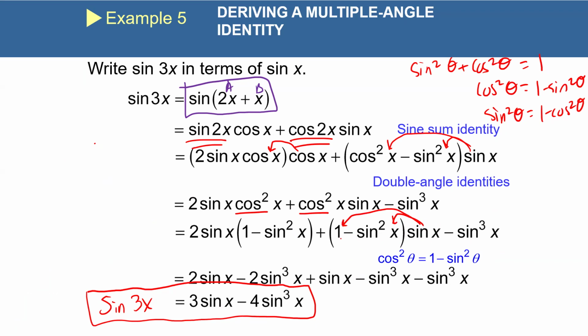So sine x times 1 is sine x. Sine x times sine squared is sine cubed. And then this was already here. And then now you're just combining. I have 2 sine x and 1 sine x. They make 3 sine x. I have -2 sine cubed, -1 sine cubed, and another -1 sine cubed, which makes -2 minus 1 minus 1 makes it -4. It does.